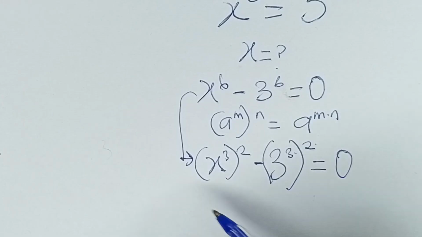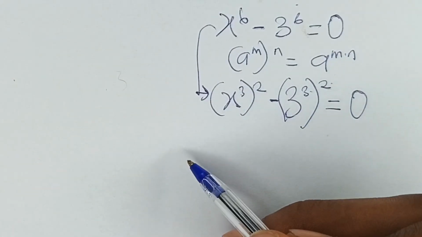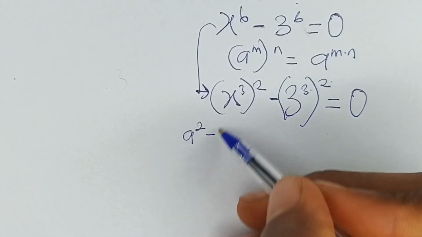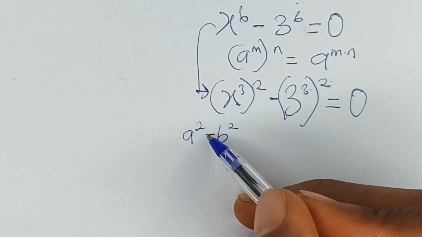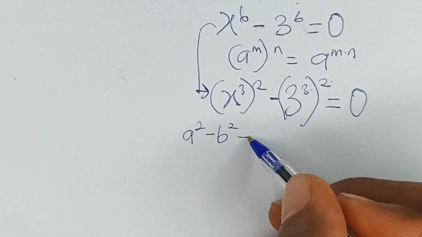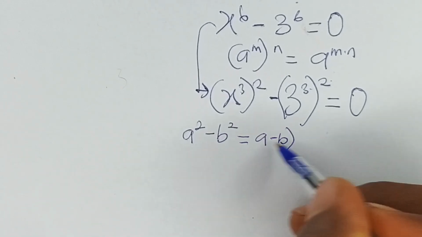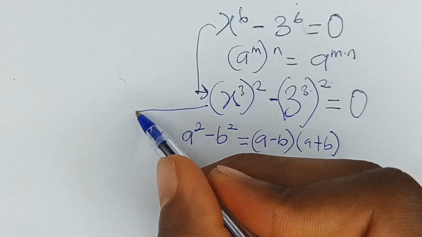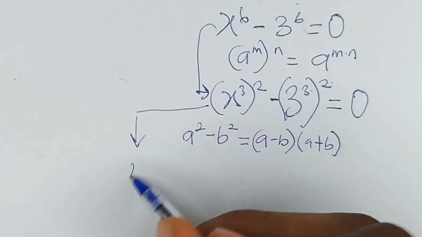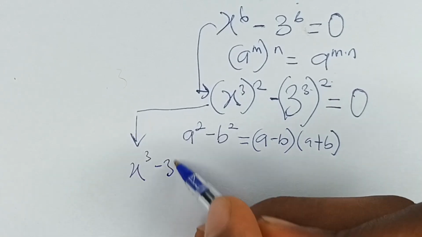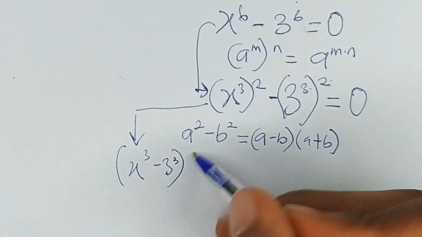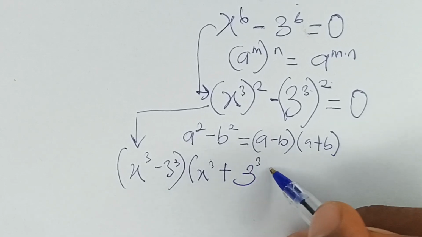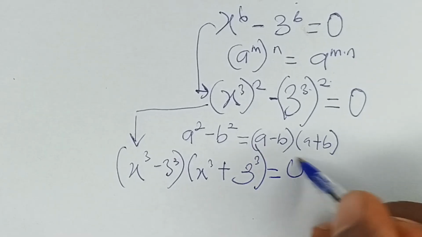Alright? From here, we can now say that this is a difference of two squares, okay? Following the law of difference of two squares, we have that a squared minus b squared, so two squares and you're taking the difference of both of them, is equal to a minus b times a plus b. Hence, from here, we would have x cubed minus 3 cubed multiplied by x cubed plus 3 cubed, to be equal to 0.